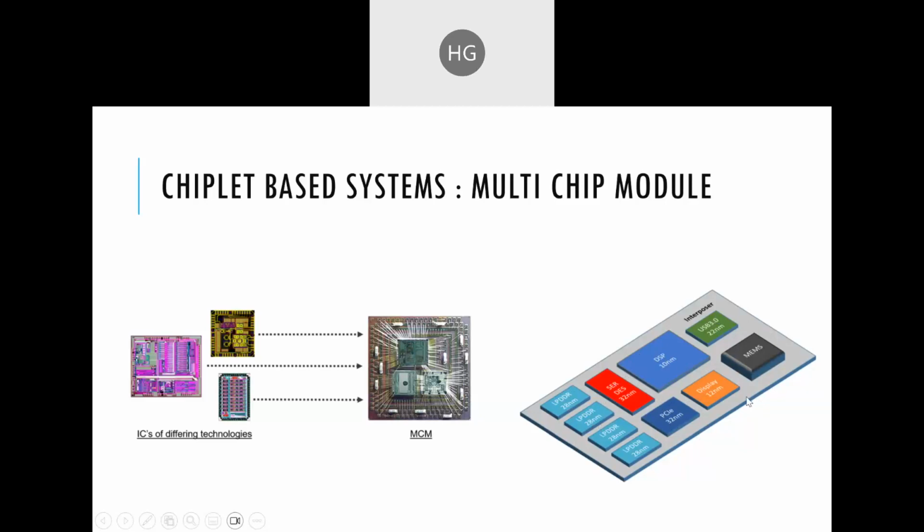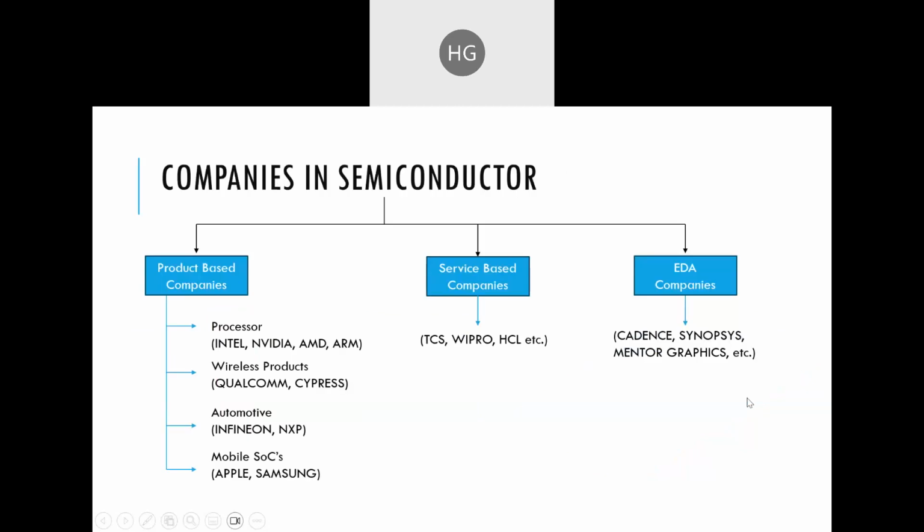Now comes the industry classification. What are the industries in semiconductor? I have broadly divided them into three kinds of companies: product-based companies, service-based companies, and EDA and tools companies. In product-based companies, which companies make the processor? I have named some companies like Intel, Nvidia, AMD, ARM. These are making the processors.